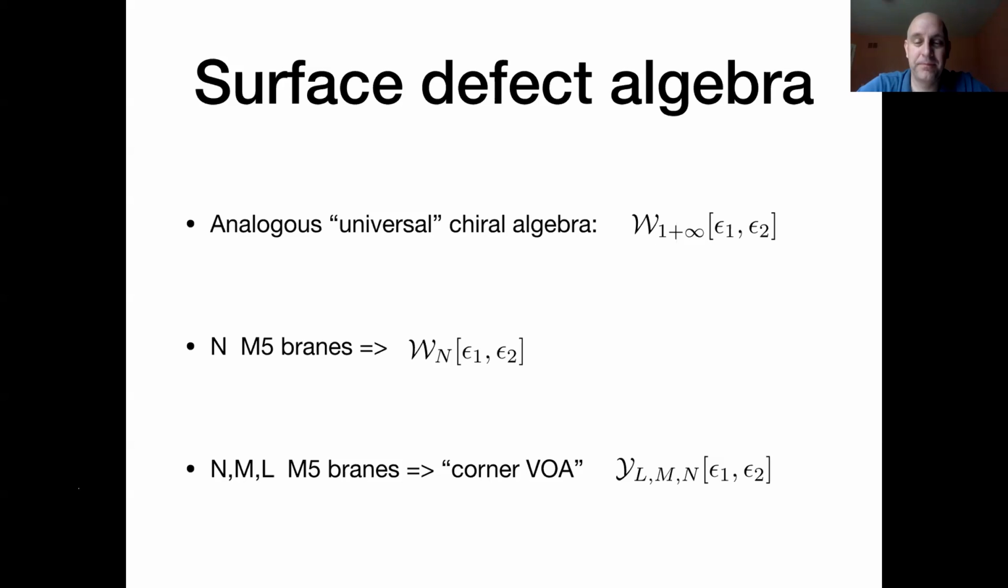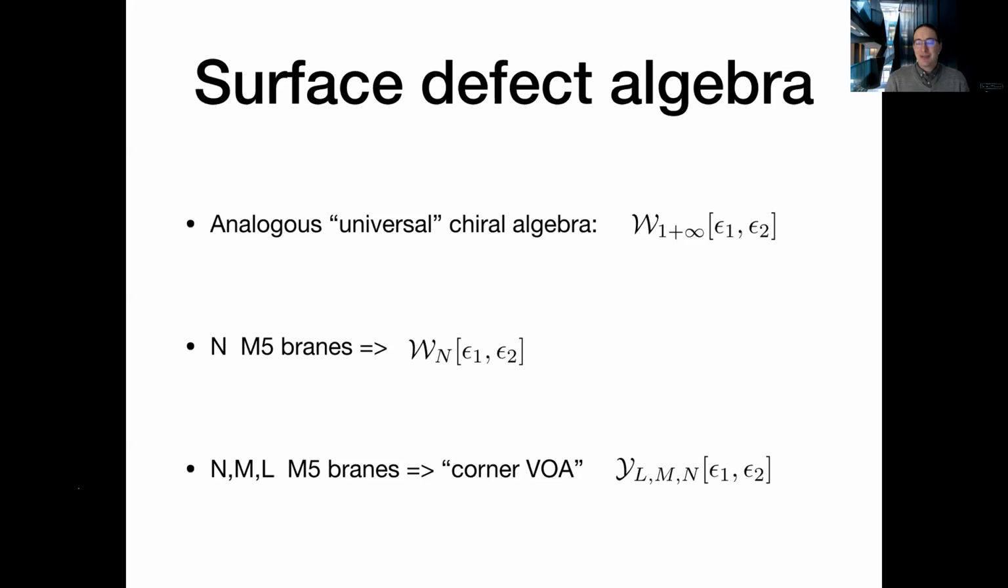Yes. Okay, I just wanted to mention something about the surface defects, the ones that come from M5 branes. The details are a little bit sketchier because Koszul duality for holomorphic theories has not been quite pinned down mathematically. But the expectation is that there will be some analogous kind of universal chiral algebra with the property that a gauge invariant coupling to a surface defect is equivalent to a vertex algebra morphism from this universal algebra to the chiral algebra which lives on your defect. Okay, this was a mouthful.